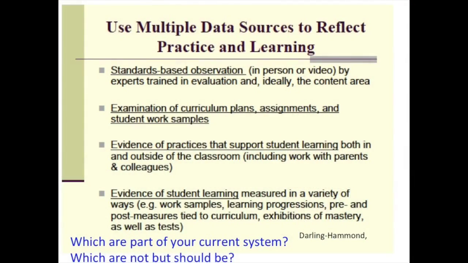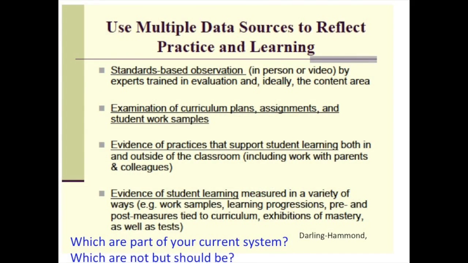So of these 4, if you talk at your table, which of these 4 are currently actively part of your evaluation of teaching, of the system that you use for that, and which are not, but should be or could be in some way? So of the 4 types, standards-based observation, are you focused on standards? The examination of plans, assignments, and work samples, where are you with that, and so forth. So of those 4, what have you got in place now? Go. And what would you want to have if you're missing some? Or what would you not, I guess? Okay?